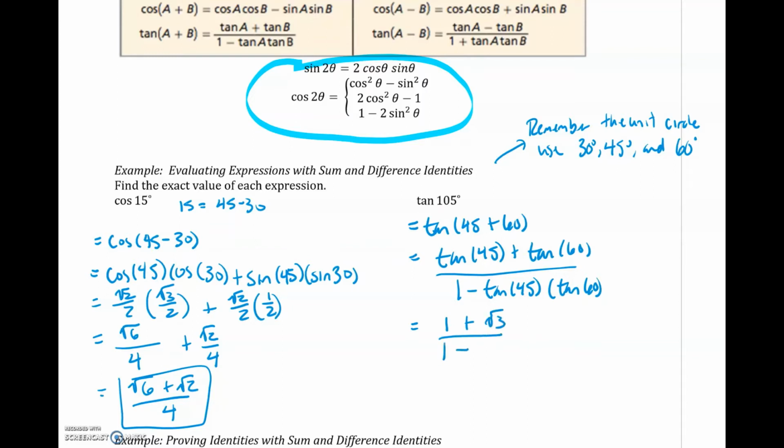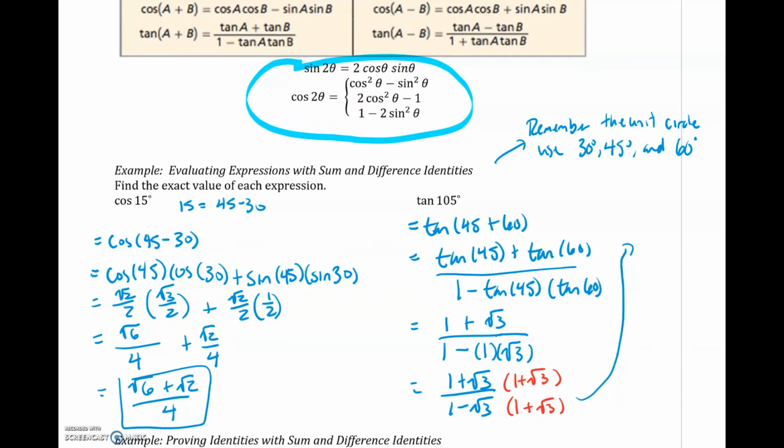Then we have 1 minus tangent 45 is once again 1. And tangent of 60 is square root 3. Now this should hopefully start looking like a familiar situation. This is 1 plus root 3 over 1 minus root 3. We don't like those radicals in the denominator, so let's go ahead and rationalize. So we're going to multiply by the conjugate. So 1 plus the square root of 3 in the denominator and also in the numerator. And that will allow us to get rid of the radical below.